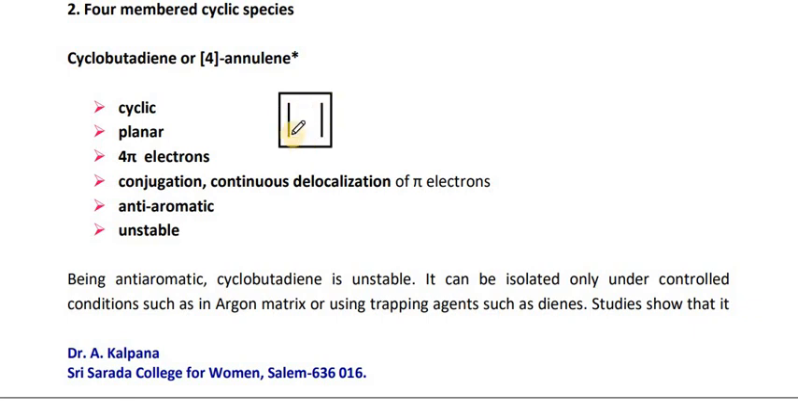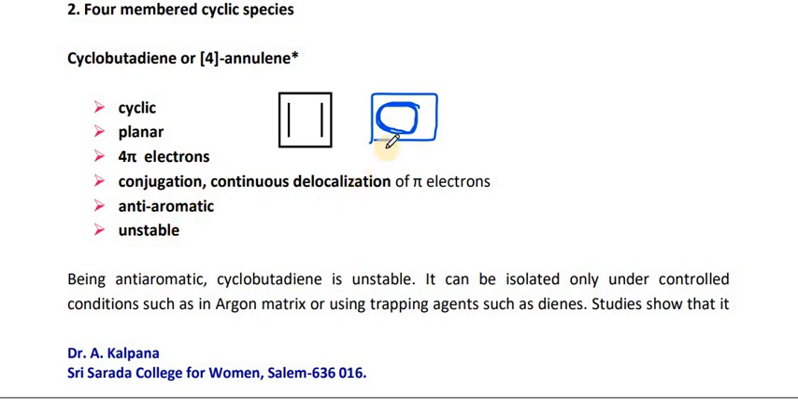There is a conjugation: single bond, double bond, single bond, double bond. Hence, there will be a continuous delocalization of pi electrons. The pi electrons will not be localized between these 2 carbons and these 2 carbons. They will be delocalized between 4 carbon atoms. All the 4 pi electrons will get delocalized, and there will be a continuous delocalization of pi electrons within the molecule. Therefore, it falls under the category of 4n pi electrons, which is anti-aromatic and unstable. So, as it is, cyclobutadiene is anti-aromatic and unstable.